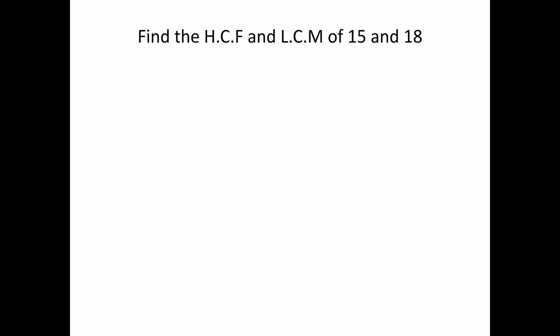Now, how do we get the HCF, which is the highest common factor, and the LCM, which is the least common multiple, of 15 and 18? Let's start with factors. We will get factors of both numbers. How do we get factors of 15? Think about all numbers that when you multiply them by each other, the answer is 15. Do the same for the 18. What are the factors of 18?